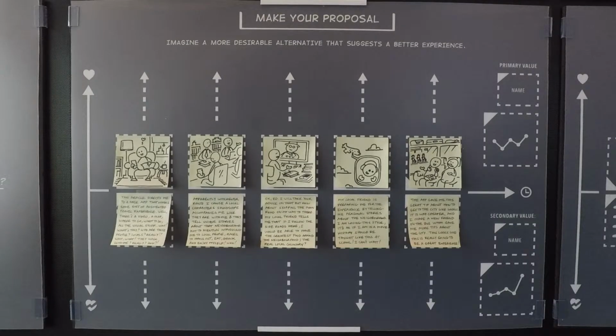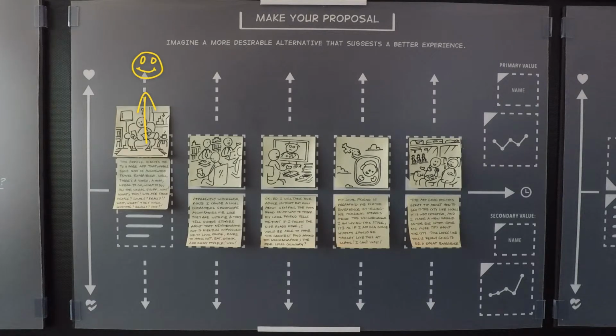Let's start with the Make Your Proposal template, where we imagined a more desirable alternative that suggests a better experience. In the first instance, Matt is at home and he is reading his magazines once again. But this time, he is able to interact with the article, which directs him to a mobile extension of a traveling app. This frame was above neutral, but since there is a new interaction, which reinforces his interest, we might say that this frame goes up a little further towards positive.